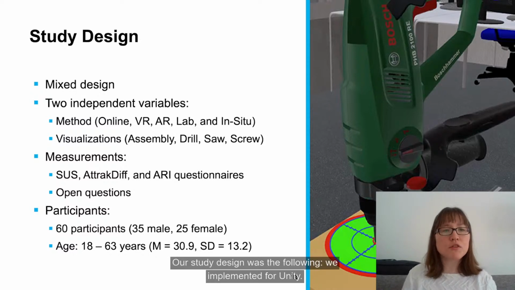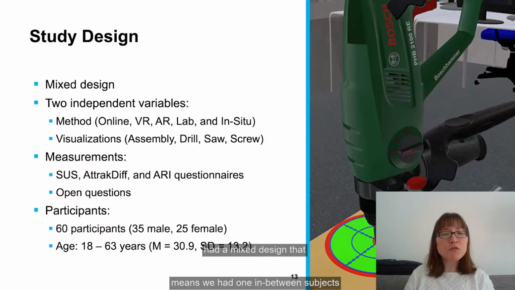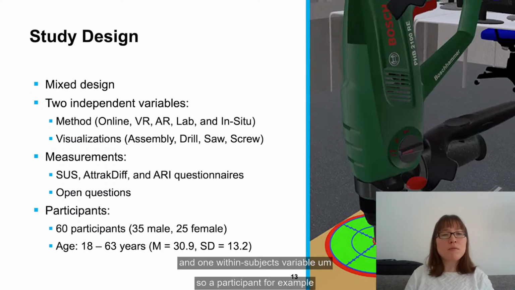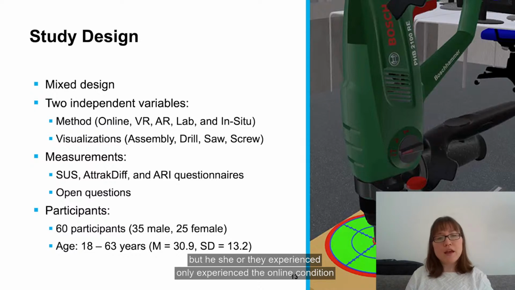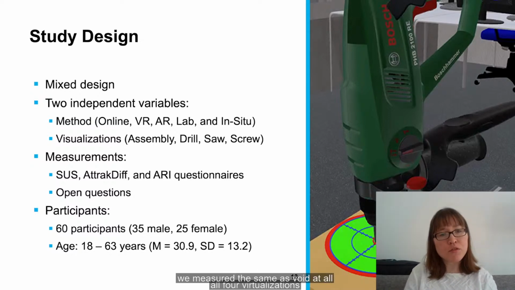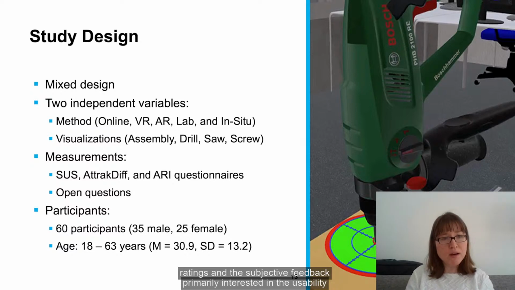Our study design was the following. We had a mixed design. That means we had one between-subjects variable and one within-subjects variable. So a participant, for example, only experienced the online condition, but they experienced all 4 visualizations. We measured the same as Voigt et al., because we were primarily interested in the usability ratings and the subjective feedback.